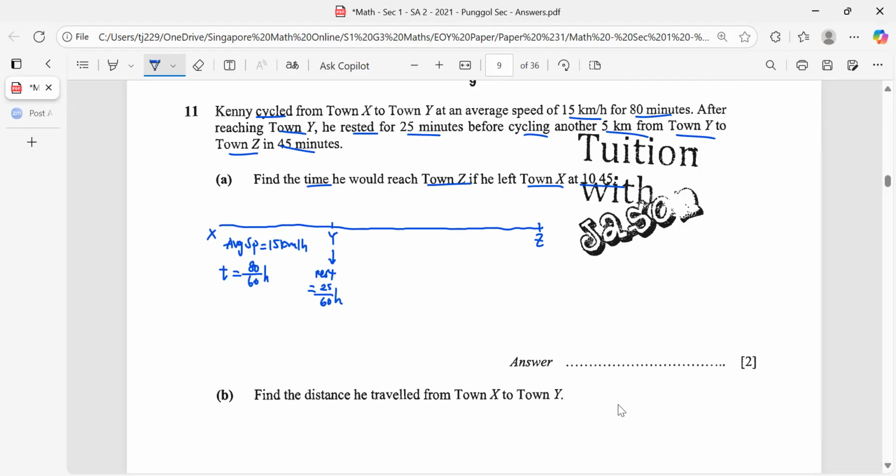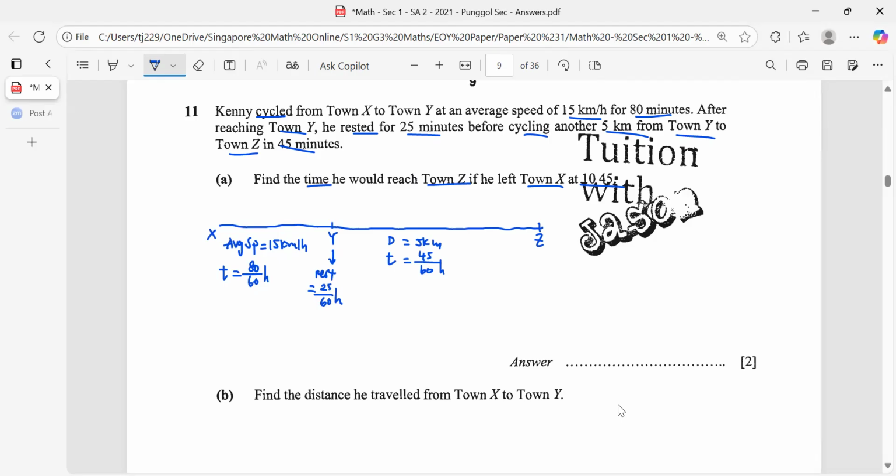Okay, so from town Y to town Z, the distance is actually 5 kilometers and the time taken is 45 minutes. So changing it to hours, it'll be 45 out of 60 hours.